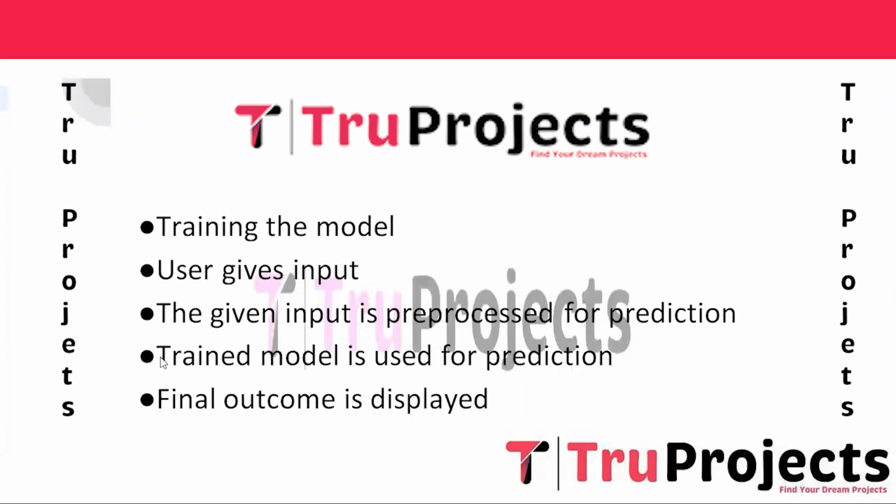And the ninth step is the given input is pre-processed for prediction. When the user inputs a review through the web application, the text undergoes pre-processing similar to the steps applied during the model training. This ensures that the user input is consistent with the data used to train the SVM model. And the tenth step is the trained model is used for prediction.